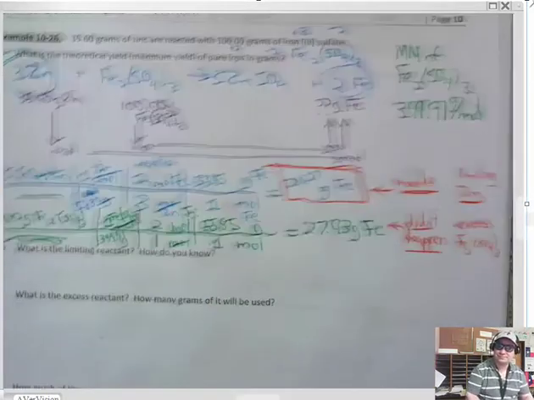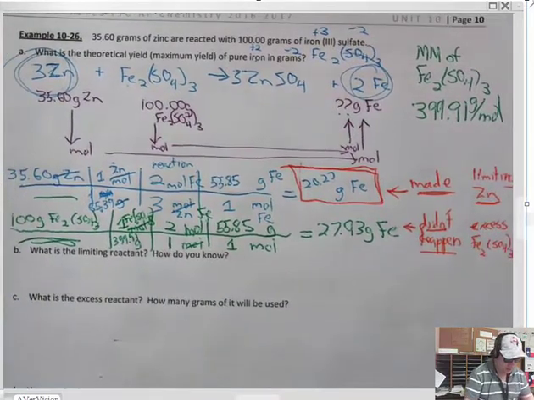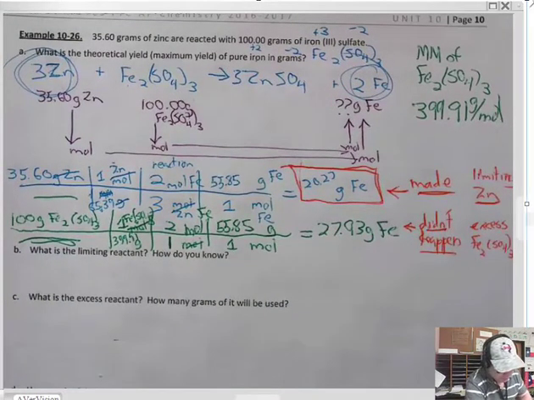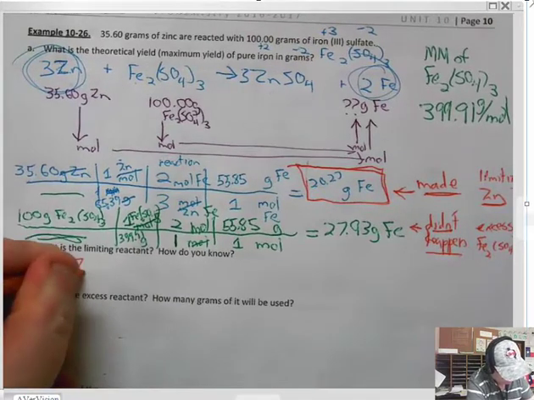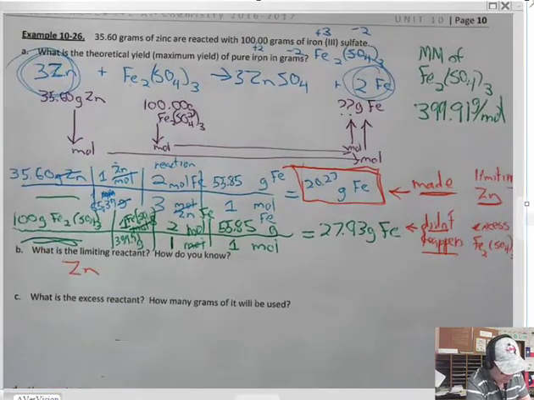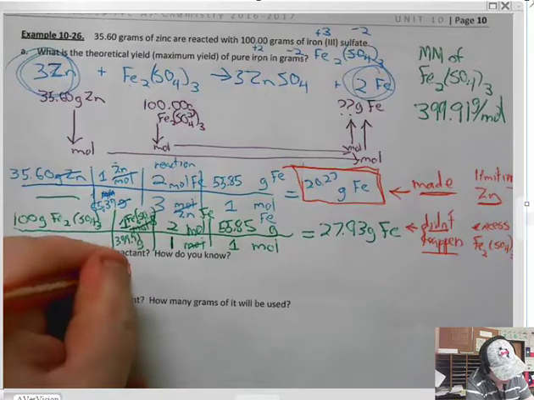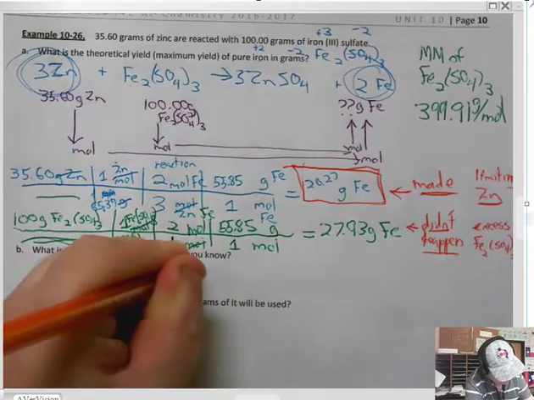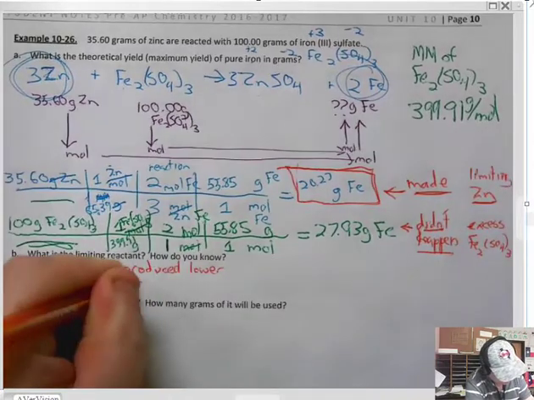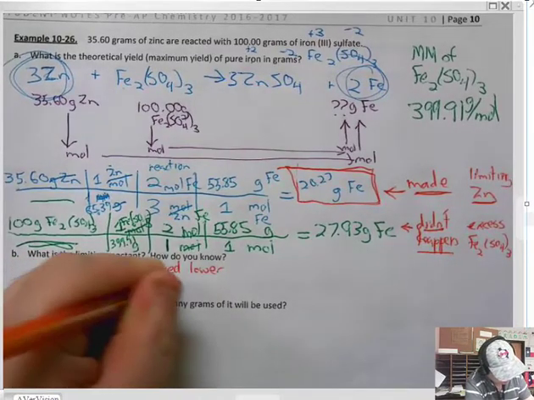Okay? So how much actually was made? 20.27 grams of iron. Okay? Which was the limiting reactant? Zinc. How do you know? It produced the lower amount of product.